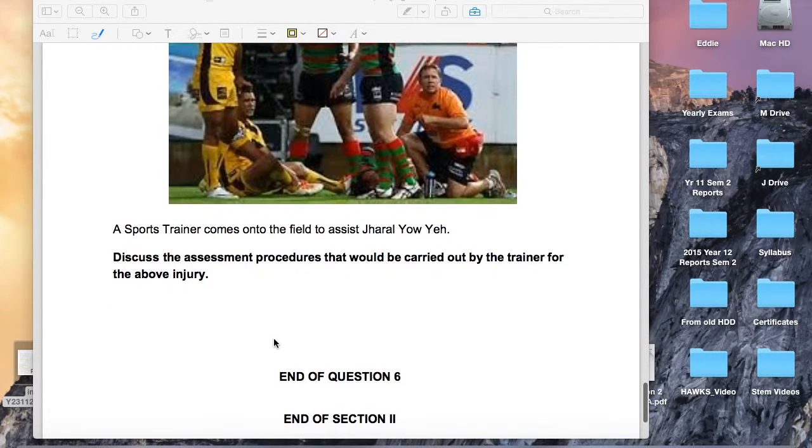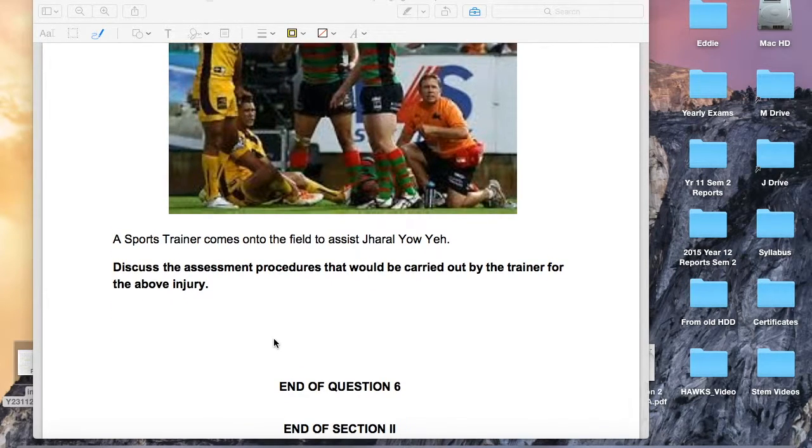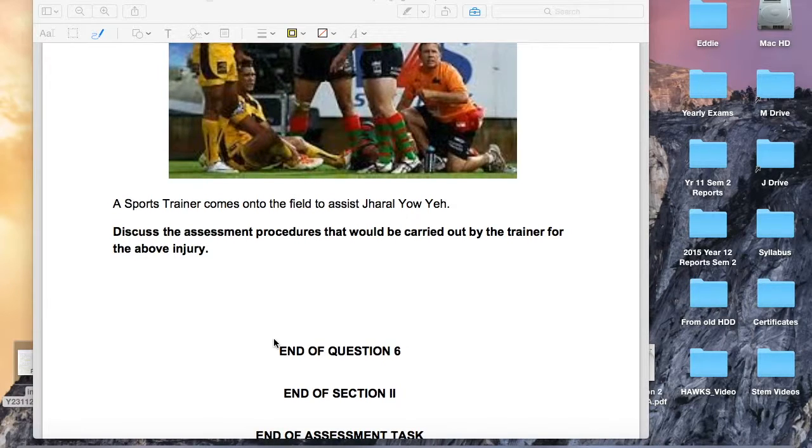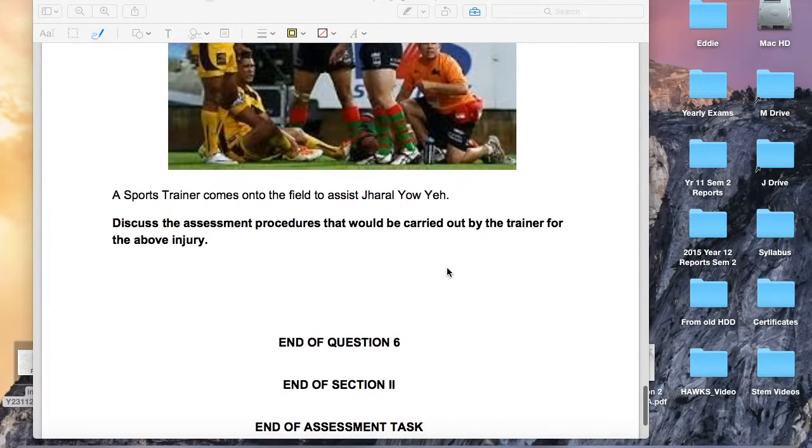The injury is to Jarrell Yayi, and your question for this ticket, which was the last one, was: discuss the assessment procedures that would be carried out by the trainer for the above injury. If you didn't read it and you didn't look at it, then you wouldn't have an understanding of what that is. But you had to make sure that you looked at that.